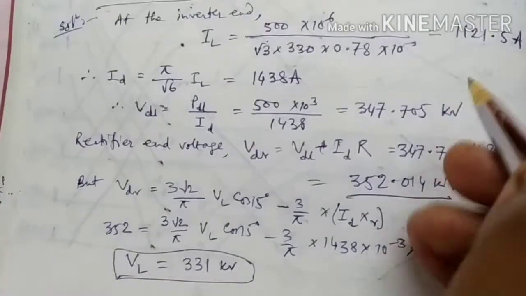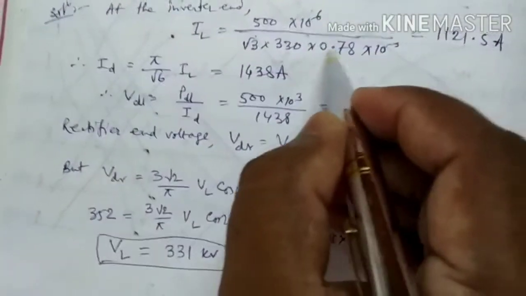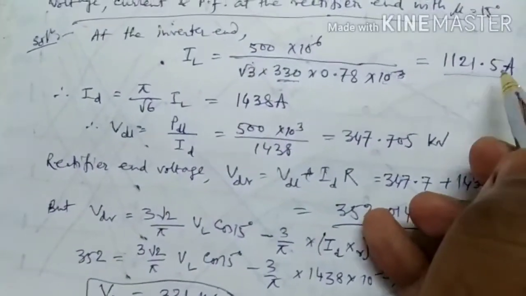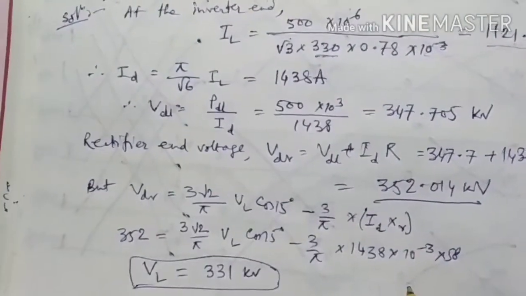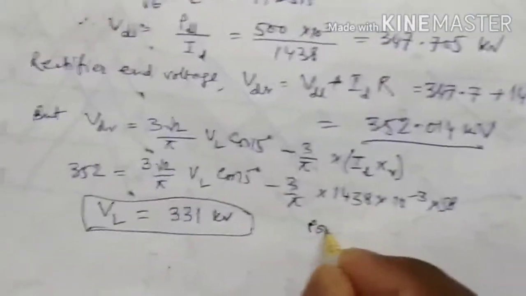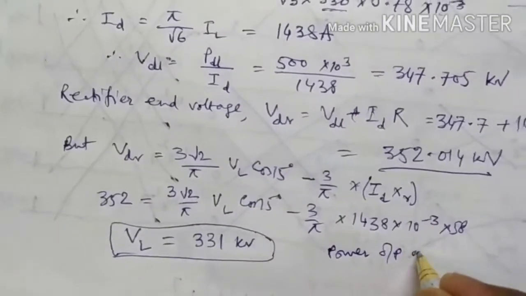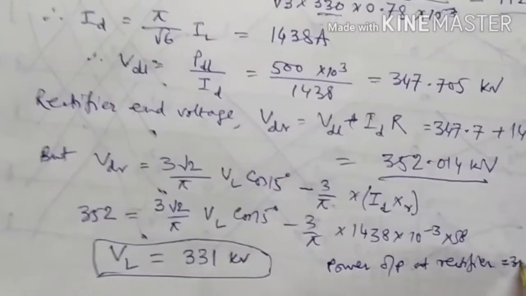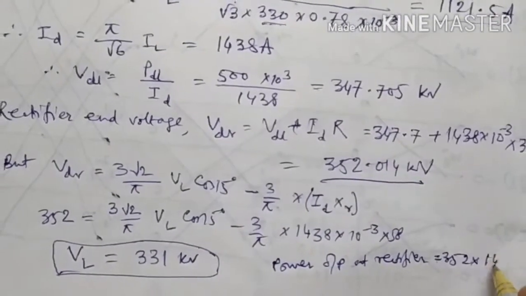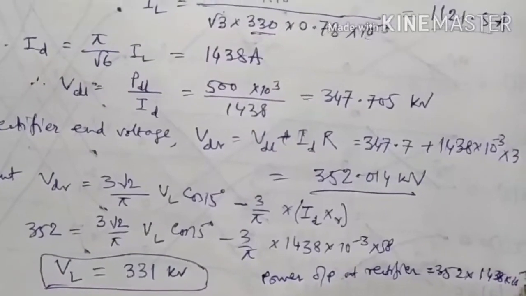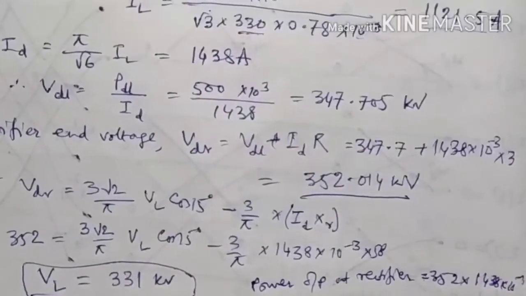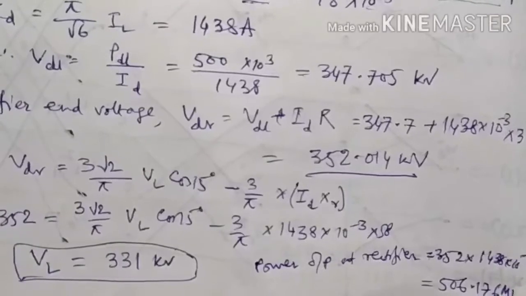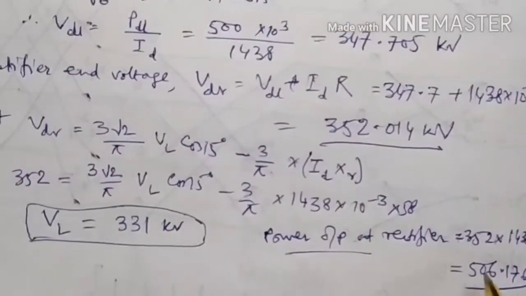So that will be the line voltage, and here the IL is 330 into 10 to the power 3. So the power output at rectifier is 352 into 1438 into 10 to the power minus 3. So that will be equal to 506.176 megawatt. That is the power output at the rectifier end.